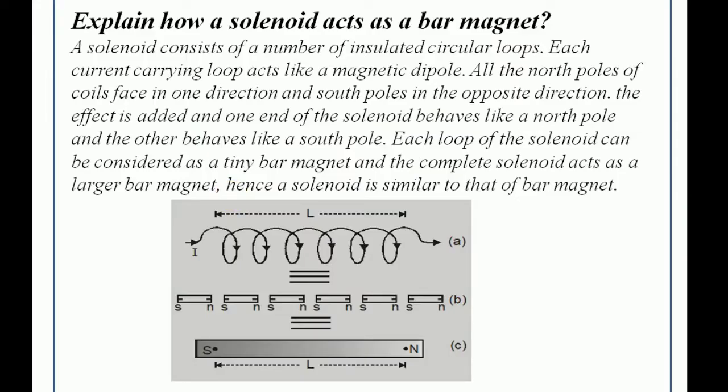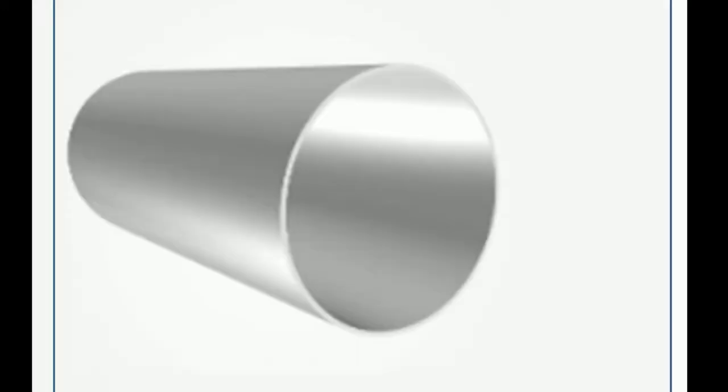So same thing, I have explained it out here, you can copy it. Now we'll prove how a bar magnet is similar to a solenoid.